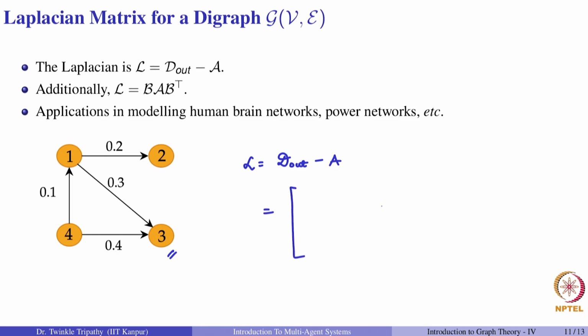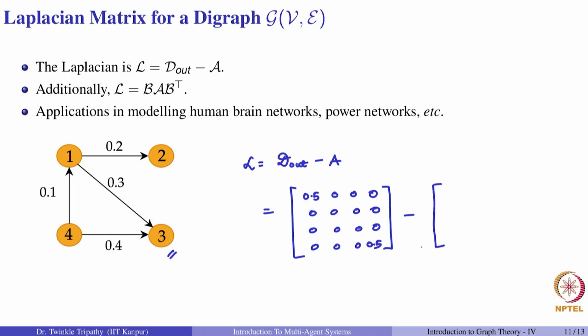So, first let us write the D out. So, there are 4 vertices, so it is going to be a 4 cross 4 matrix, and we see that this is 0.2 plus 0.3, 0.5, and the node 2 does not have any out neighbors, hence its out degree is 0, and node 3 similarly does not have any out neighbors, again its out degree is 0, and 4 has 2 out neighbors like 1. So, it is going to look like this.